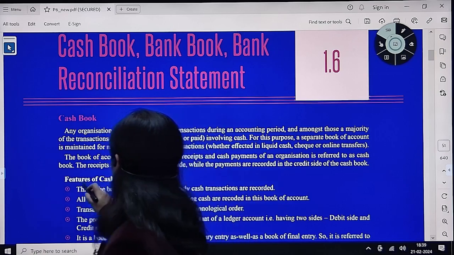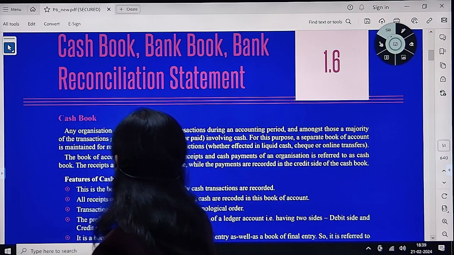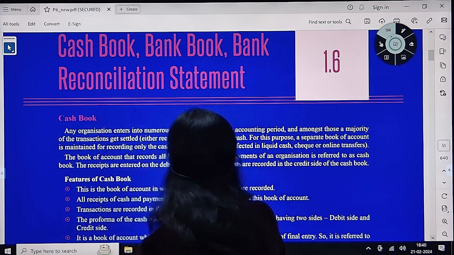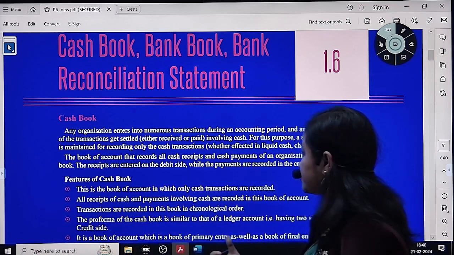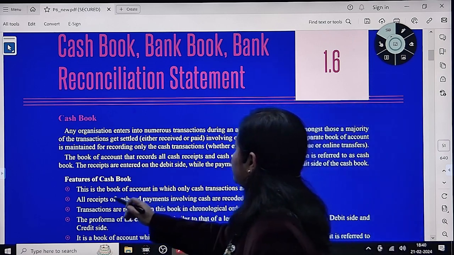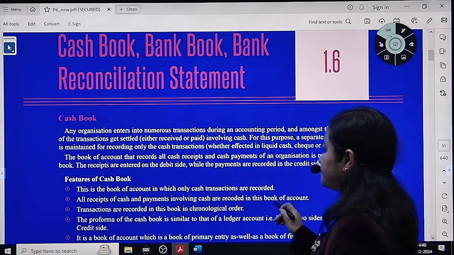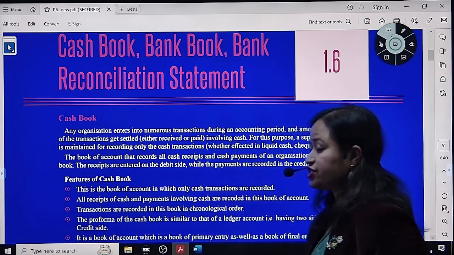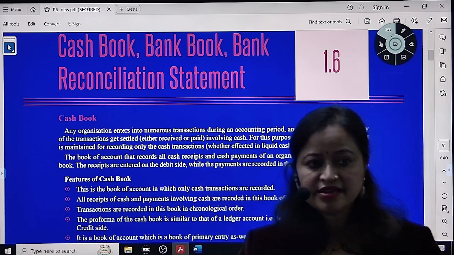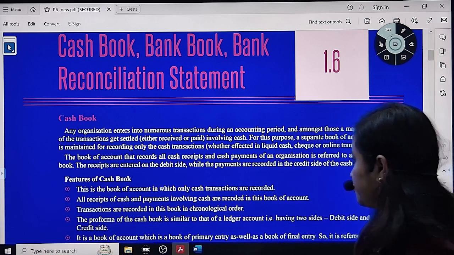Okay, now features of cash book. Number one, you can see here in your study material, this is the book of account in which only cash transactions are recorded. All receipts and payments involving cash are recorded. Transactions are recorded in this book in chronological order. So that means date-wise transactions are recorded in the cash book.